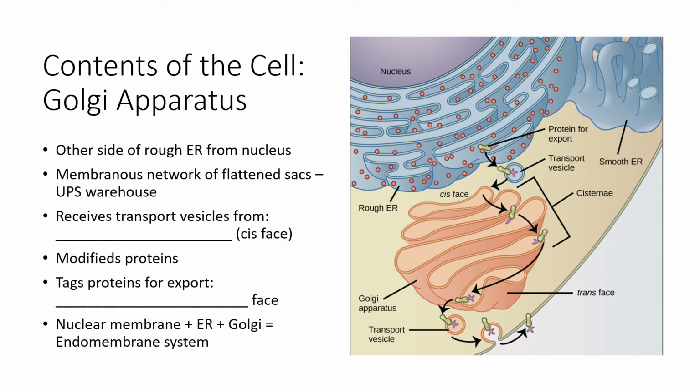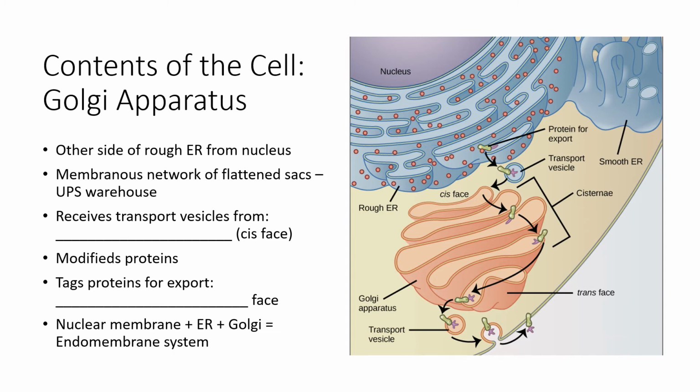As I mentioned, the Golgi apparatus takes proteins from the rough ER and does stuff with them. This is often referred to as the UPS center, or like a FedEx store, a packing and shipping center for the cell. It's on the other side of rough ER from the nucleus. So you can see the nucleus is here. The rough ER is right up against it and continuous with it.